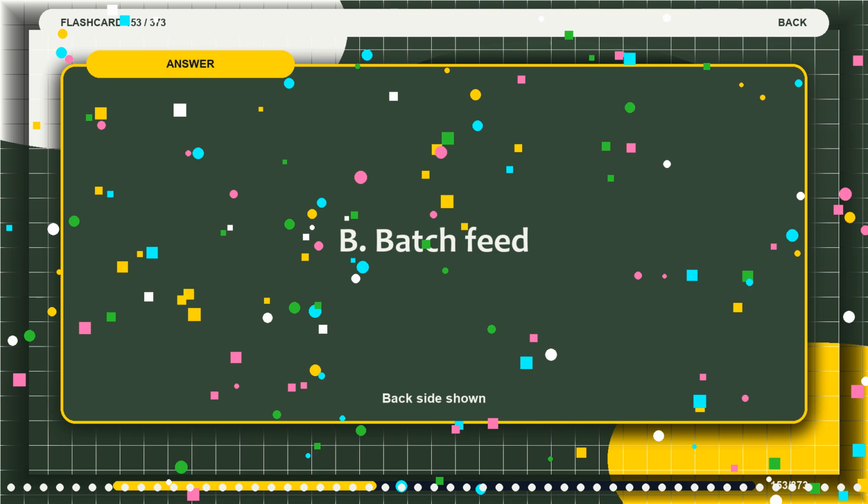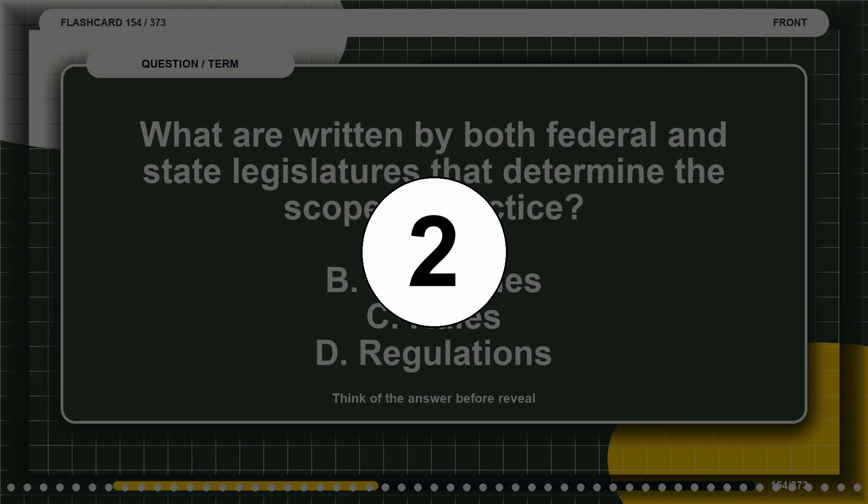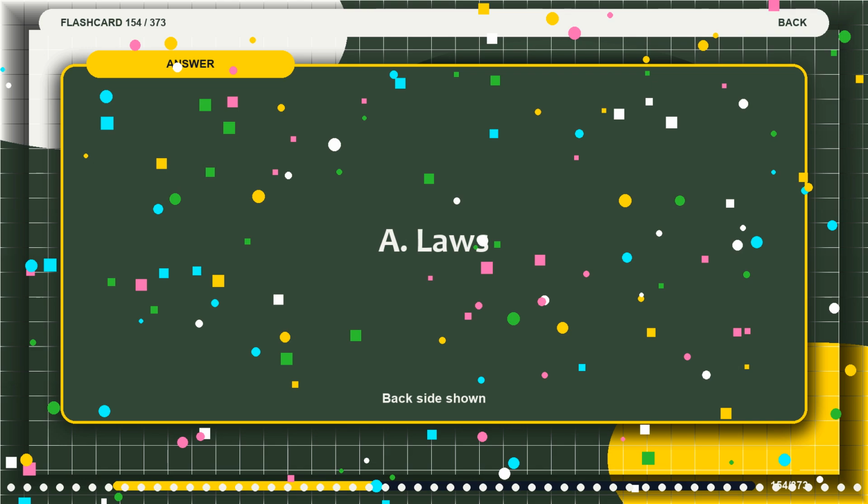The answer is B. Batch feed. Flashcard 154. What are written by both federal and state legislatures that determine the scope of practice? A. Laws. B. Guidelines. C. Rules. D. Regulations. Think of the answer before the reveal. The answer is A. Laws.